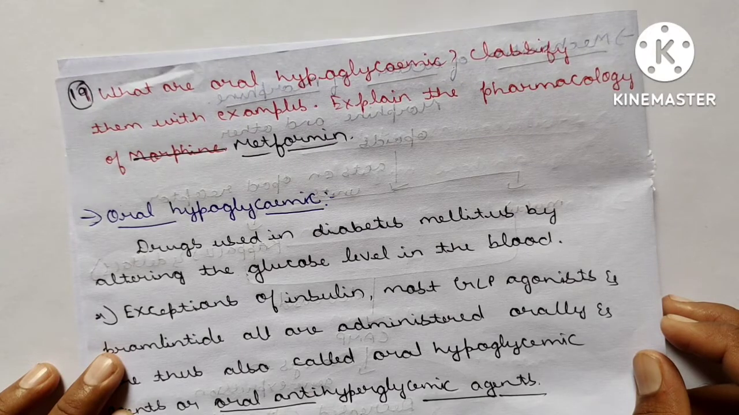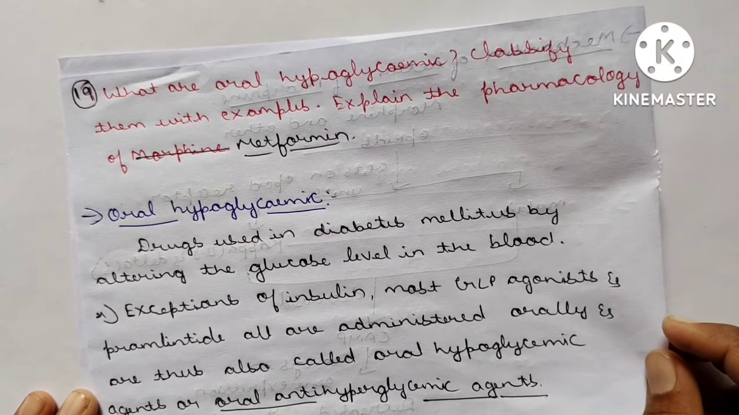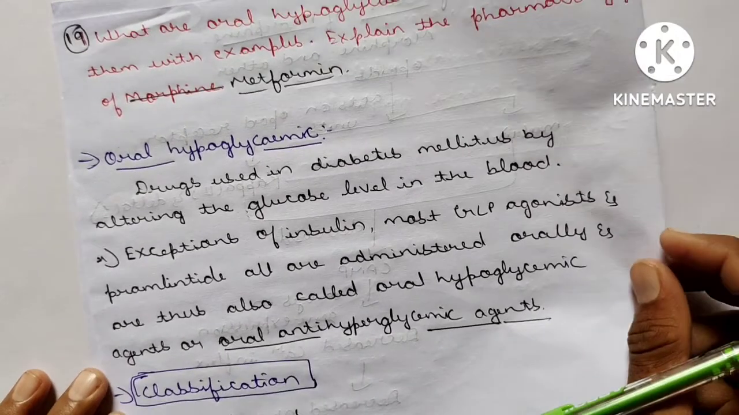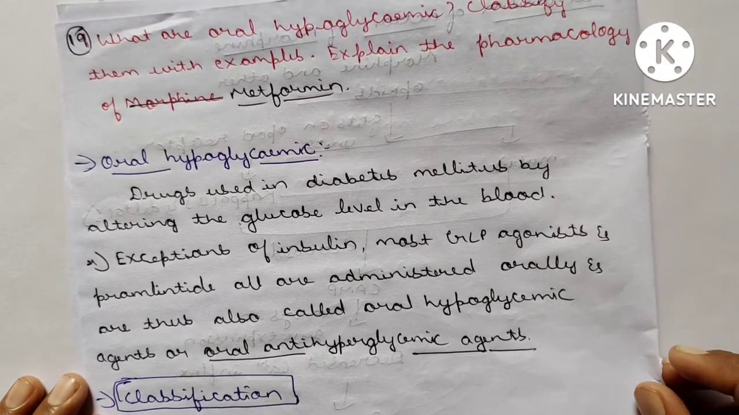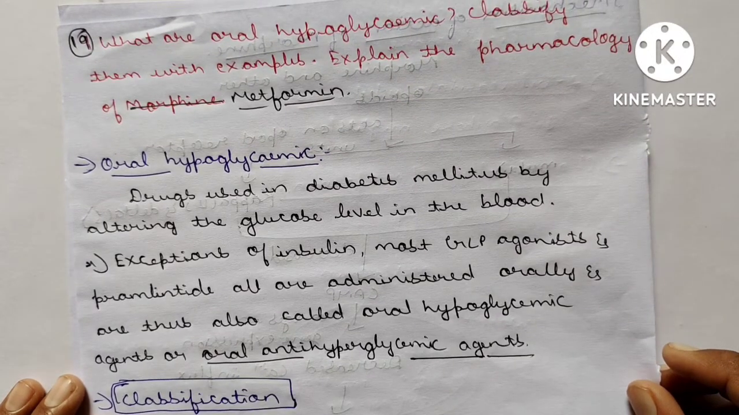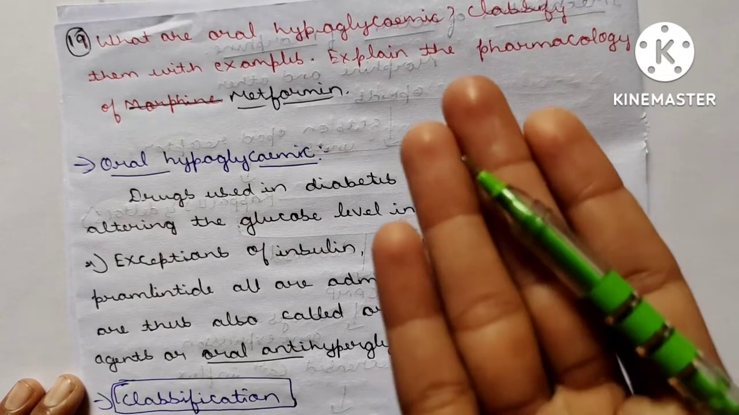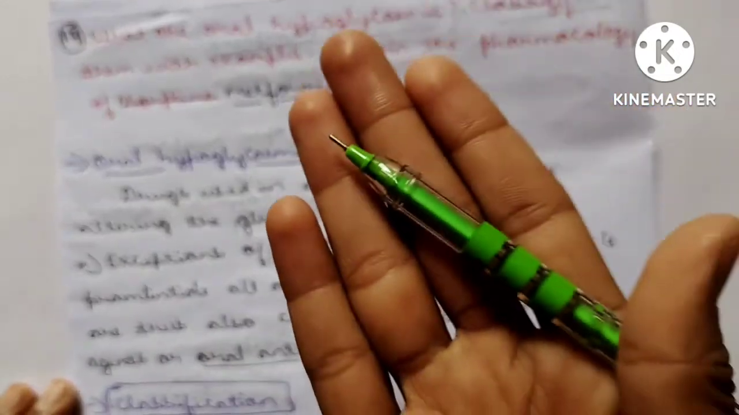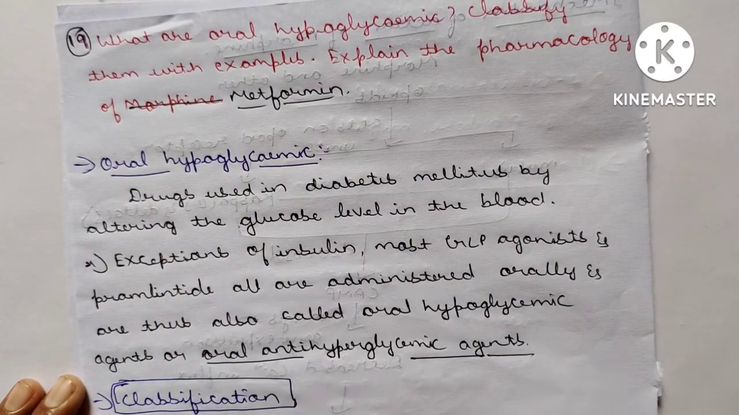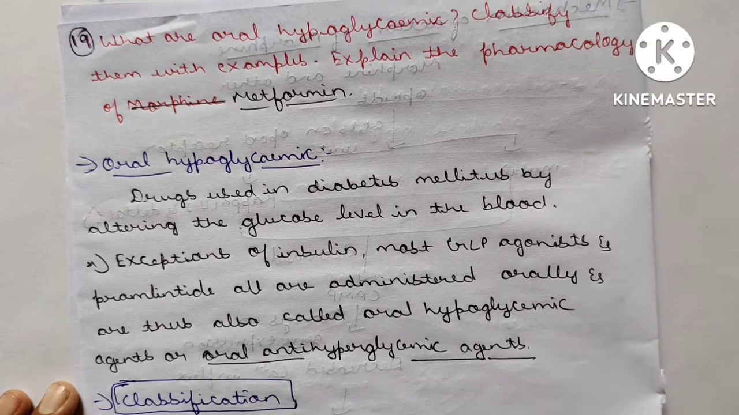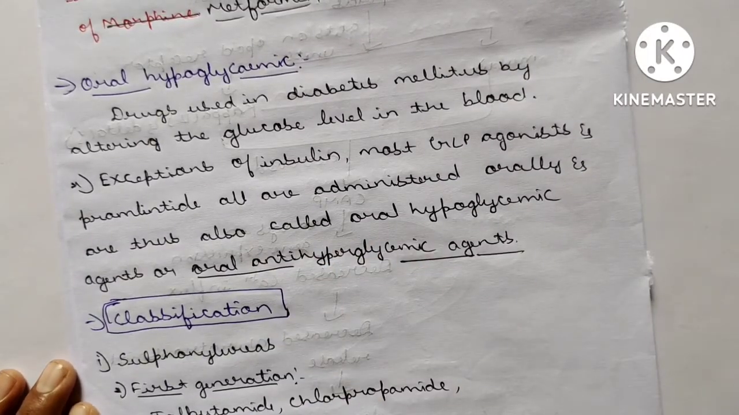most of the drugs, such as GLP agonists and pramlintide, are administered orally and thus are called oral hypoglycemic agents or anti-hyperglycemic agents. If your blood glucose level rises to 200, 250, 300, then we give a hypoglycemic agent or oral anti-hyperglycemic agent. To treat hyperglycemia, we are giving anti-hyperglycemic agents.